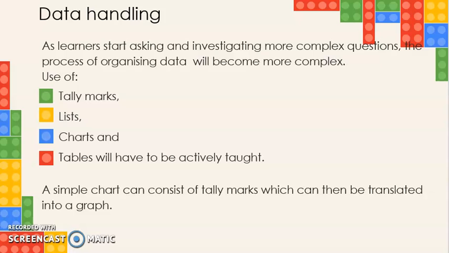As learners start asking and investigating more complex questions, the process of organizing data will become more complex. The use of tally marks, lists, charts, and tables will have to be actively taught. A simple chart can consist of tally marks which can then be translated into a graph.